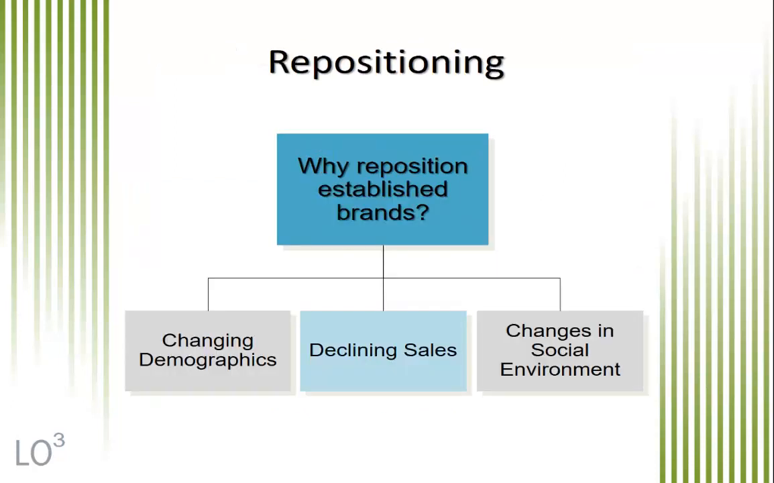The second way of adjusting product lines, items, and mixes is by repositioning. Repositioning changes consumers' perception of a brand. Changing demographics, declining sales, or changes in the social environment often motivate firms to reposition established brands.